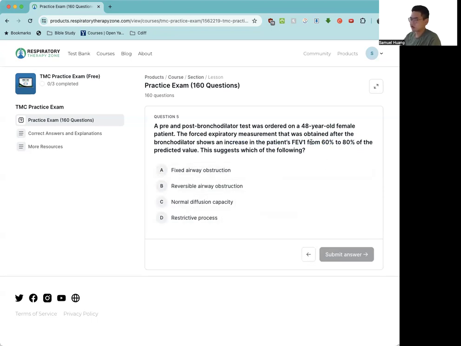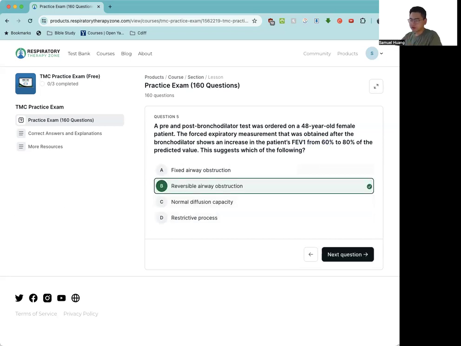This doesn't tell you anything about the diffusion capacity. You would have to do a DLCO to find the diffusion capacity of the lungs. You would see decreased diffusion capacities in patients with emphysema or some kind of proteases or proteolytic things that are destroying the elasticity of the lungs. A restrictive process is more about the vital capacities and not really the expiratory volumes.